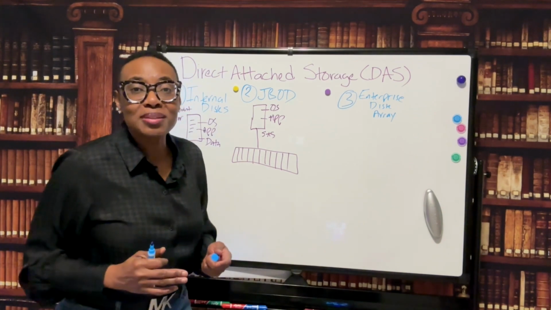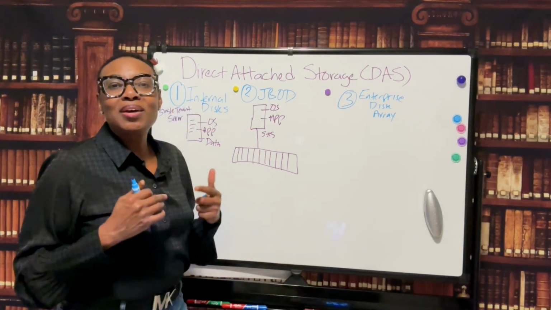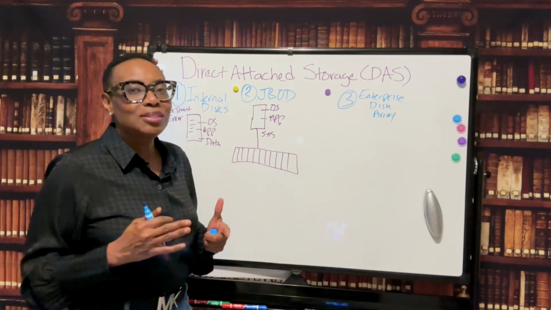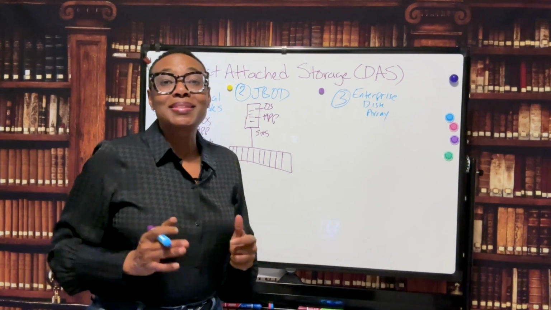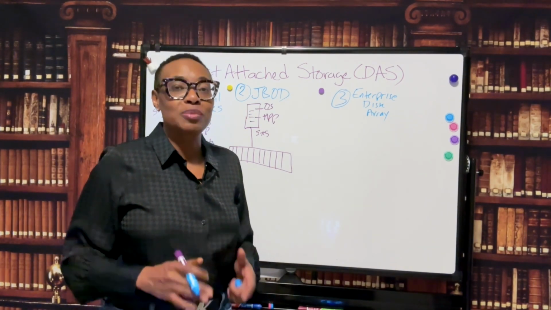So number 2, JBOD, we have number 1, internal disk, and number 3, which of course is my favorite because it is the most sophisticated. You're going to get so many great capabilities that is more suited for enterprise level data, because data is everything. You're going to hear me say this so many times on this channel.